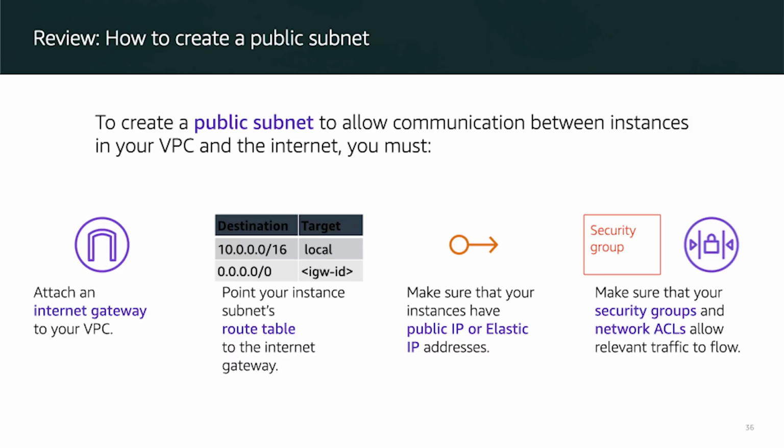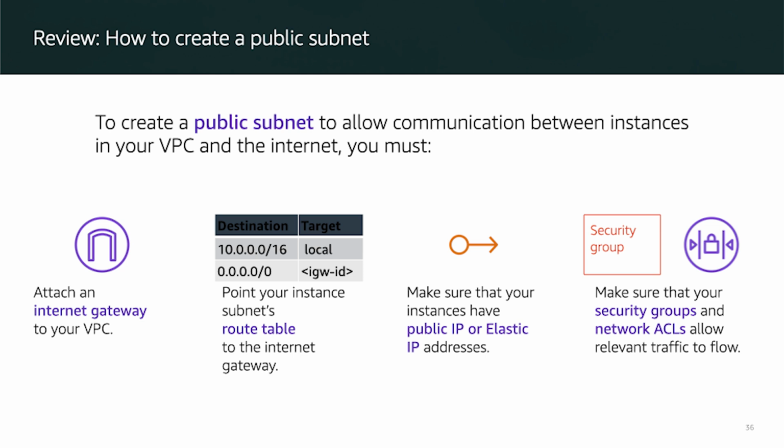To create a public subnet, you need to refer back to the demo. In order to make a subnet public, remember that you need to attach an internet gateway to your VPC, and you need to add a route to your subnet route table that directs internet-bound traffic to the internet gateway. You also need to make sure that your instances have a public IP or elastic IP address, and that your security group and network access list allow the relevant traffic to flow.